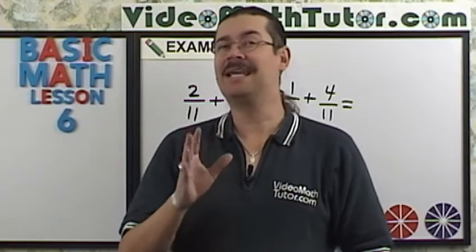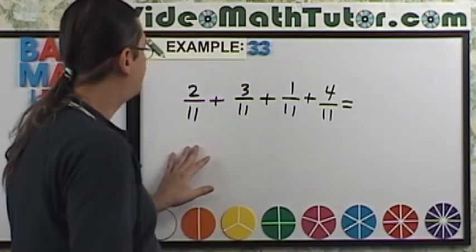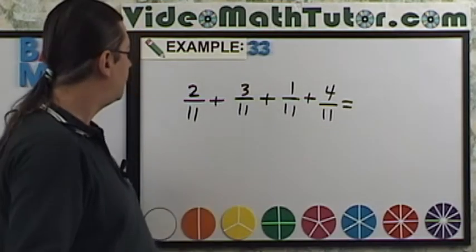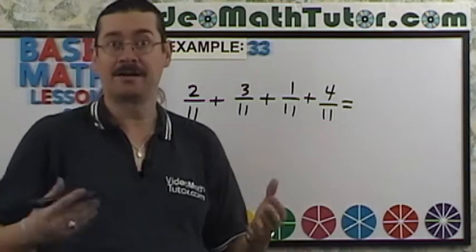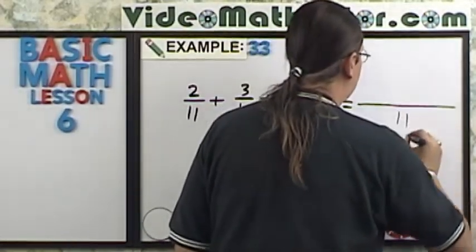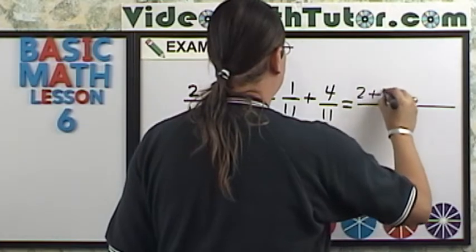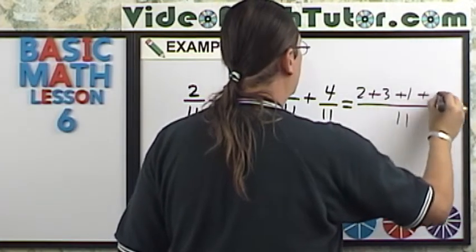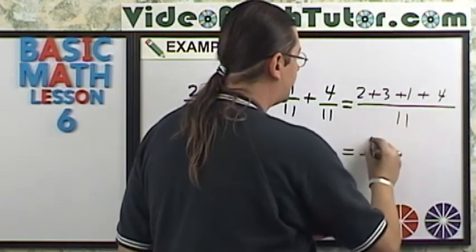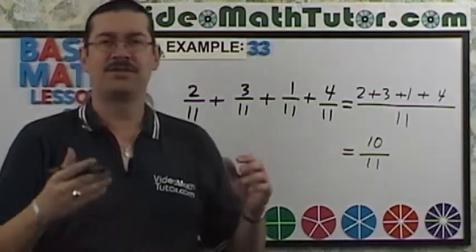If you're not completely convinced how easy it is to really add fractions, here's another example. I want to add all these up. Find the sum. Well, notice they all have a common denominator of 11. So I'm going to write that down over here, 11. Now I'm just going to write these all over again. 2 plus 3 plus 1 plus 4. If we add all those up, we're going to get 10/11ths. Super easy.